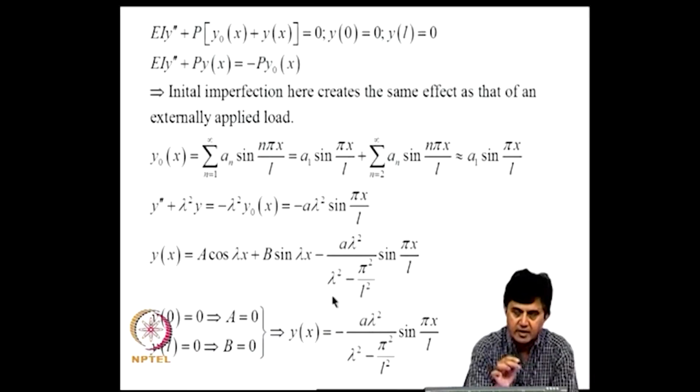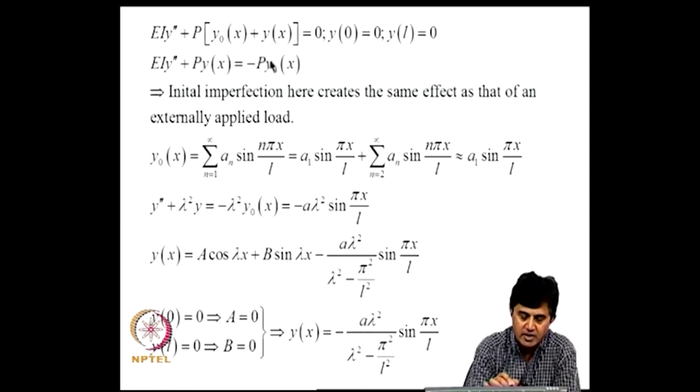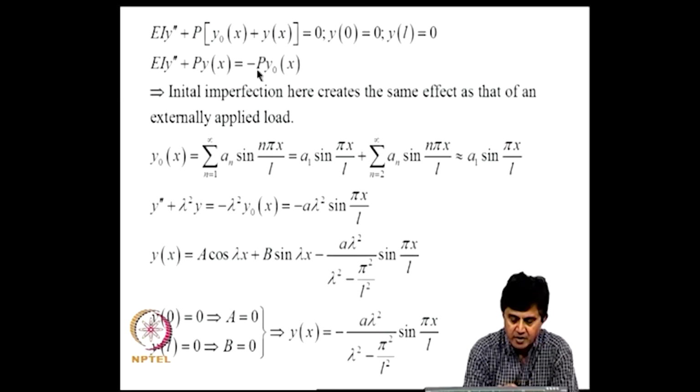Now we can deal with this equation. So, this is the equation. Now, P y naught can be taken to the right hand side. So, this behaves like a distributed load now, and there is an axial load also; they are not independent, they are related by the same multiplication factor P. That means the initial imperfection here creates the same effect as that of an externally applied load.